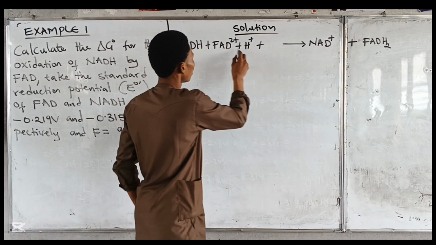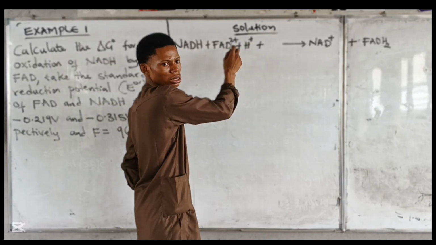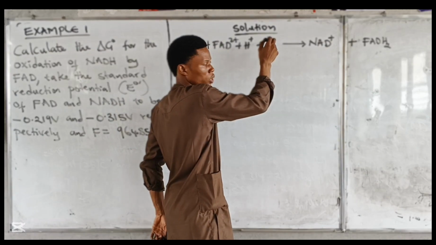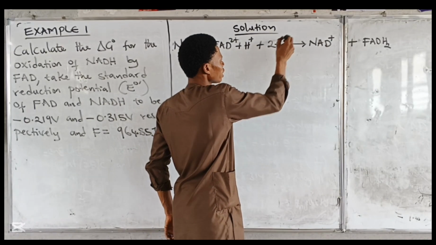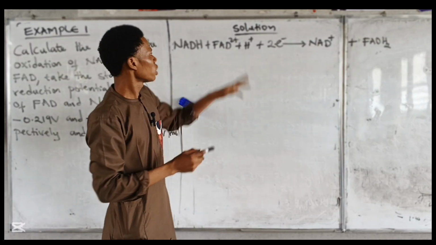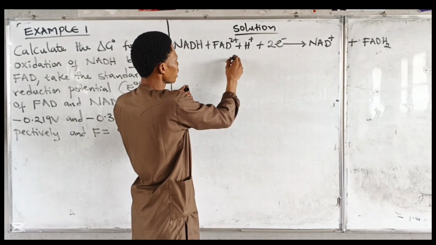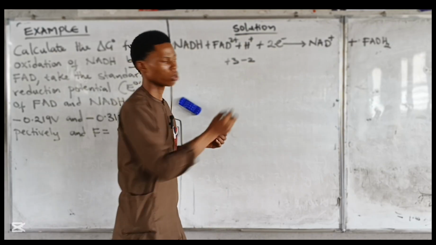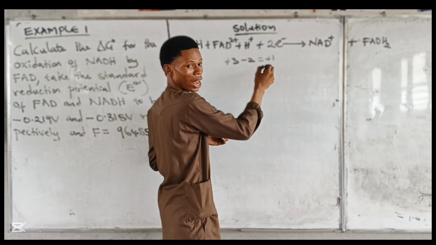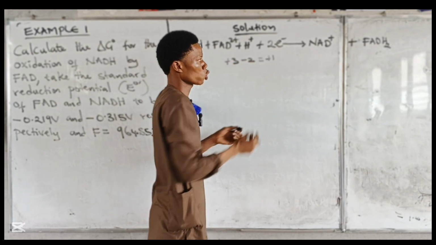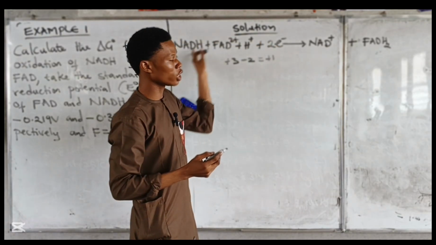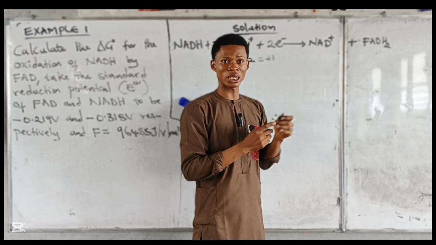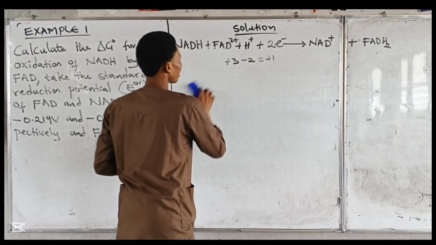Now here we have a total charge of how many? 3, right? And here we have a total charge of 1. So how many electrons will I use to balance? 2 electrons, right? Why? Because here we're having plus 3, and here we're having minus 2. Plus 3 minus 2 will give us what? Plus 1, right? So the total charge we have on this side is now plus 1, and the total charge on this side is now plus 1. Everything is balanced. Now we can solve.